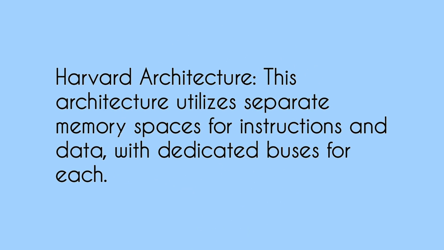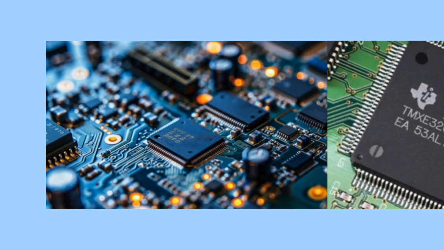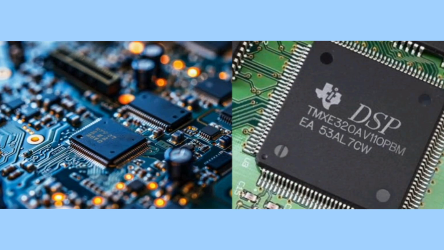Next, we have the Harvard architecture. The Harvard architecture utilizes separate memory spaces for instructions and data, with dedicated buses for each. This allows for simultaneous fetching of instructions and data, potentially leading to faster execution. It is often found in embedded systems and digital signal processing. A modified Harvard architecture uses separate instruction and data caches but keeps main memory unified.